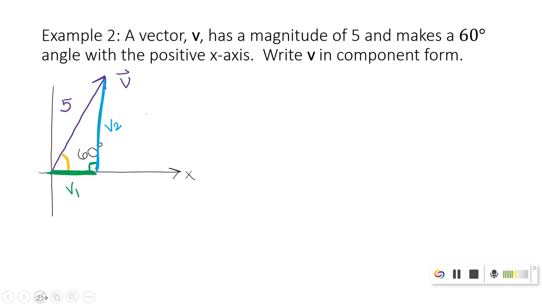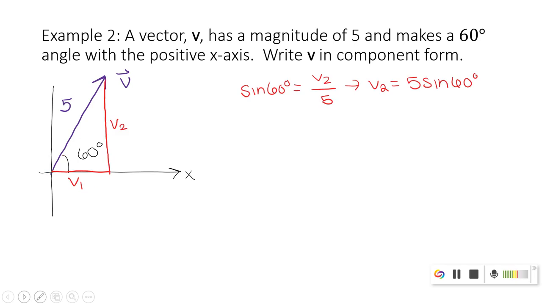And so this looks like a right triangle trigonometry problem, and in fact that's how I'm going to solve this. So I know that sine of 60 degrees would be opposite over hypotenuse, so V2 over 5, or vertical component over 5. So that means V2, my vertical component, is 5 times sine of 60 degrees. And let's see, sine of 60 degrees is root 3 over 2. So 5 root 3 over 2 is my vertical component.